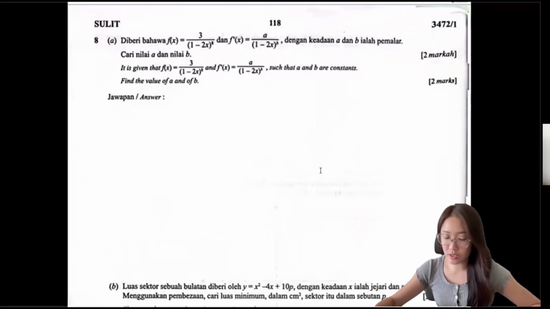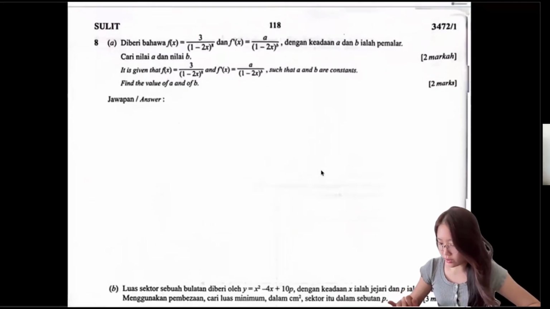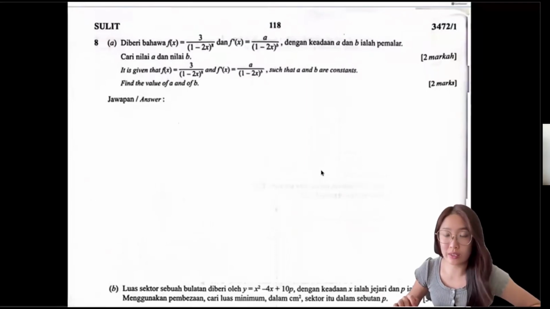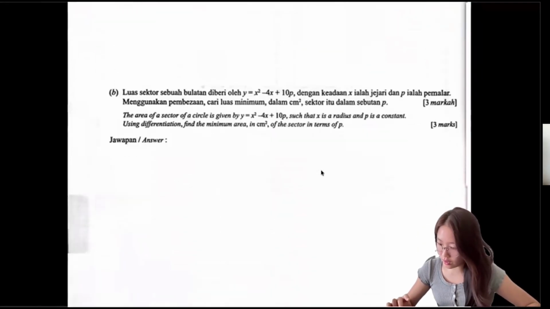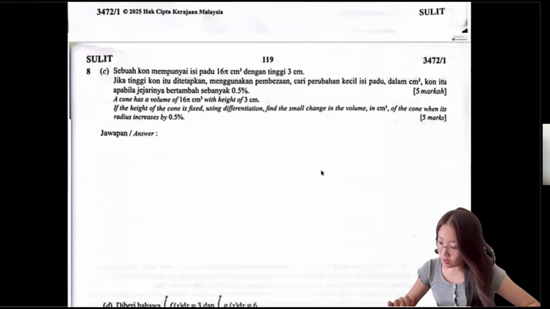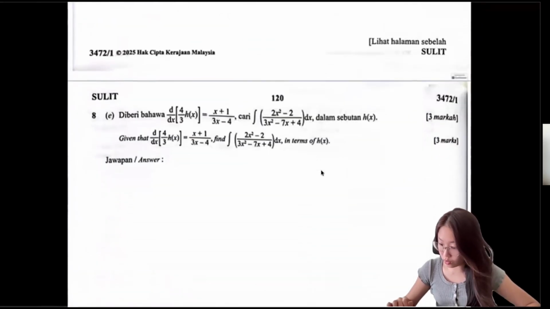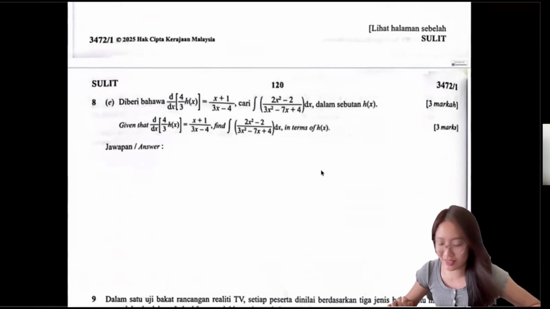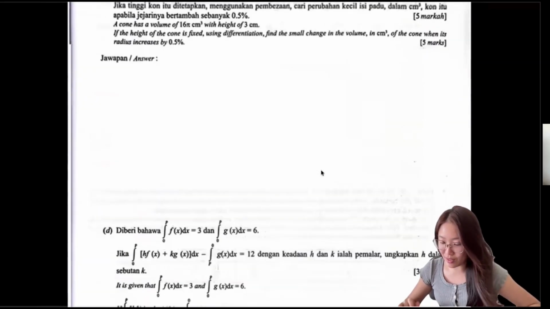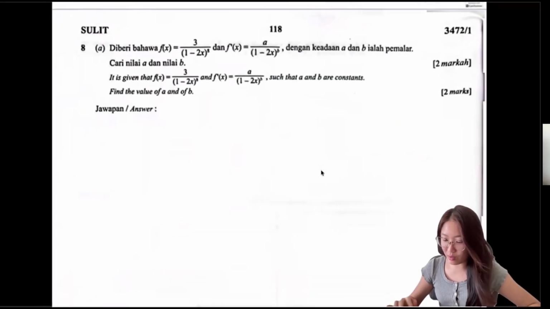Okay, now let us continue with question 8. Question 8 is also a long one. You can see 2 marks in A, 3 in B, 5 in C, and another 3 at D. Oh, someone got E. Total 16 marks, guys. Okay, let's try to do it one by one.